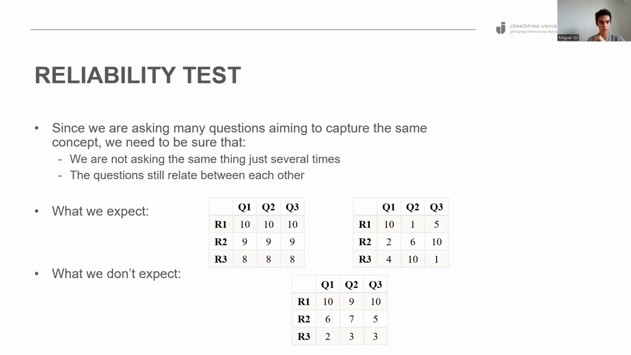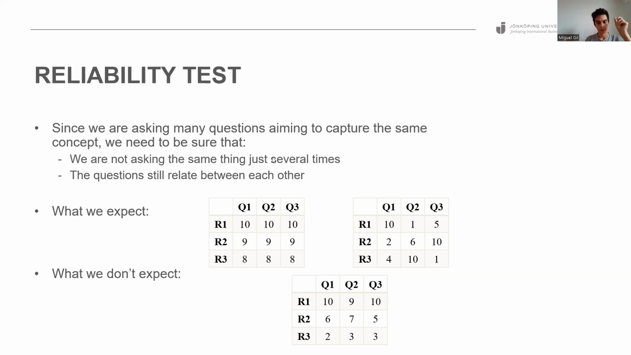But why do we do it like that? Well, it's because of reliability. We need to have an instrument, a questionnaire, that is reliable. So if we use 3 questions, or many questions, we need to test that they are not asking the same thing several times. We need to be sure that it's not the same thing, and also that the questions can still be related, so that it's not a total mess and the questions make sense.